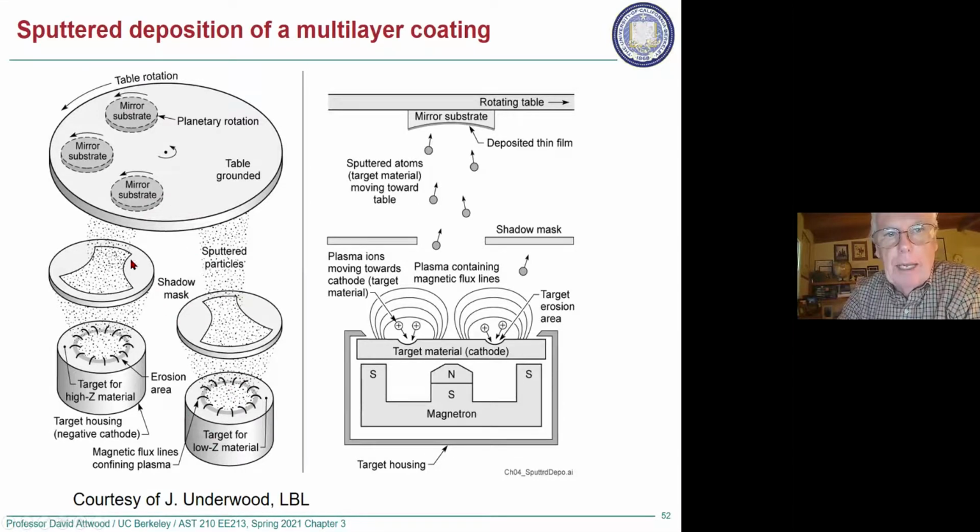The shadow masks are mainly to make it a uniform coating across the substrate. So there's a bunch of rather practical engineering of how you can control the angular deposition onto these mirror substrates. And then for uniformity, each of the mirrors is rotating as it goes around. So this would go through a few rotations above each of the heads for uniformity.